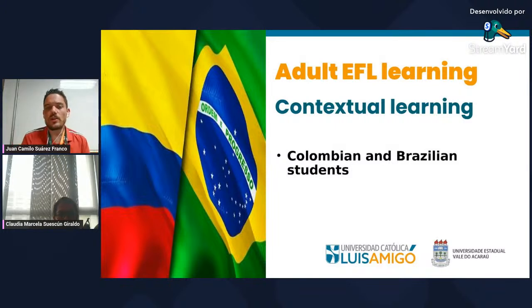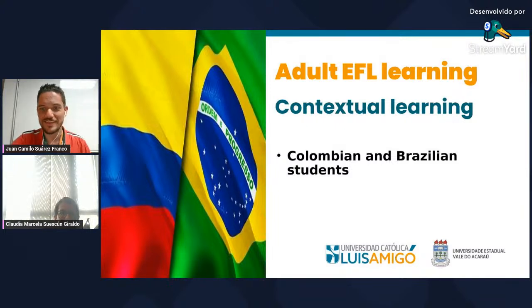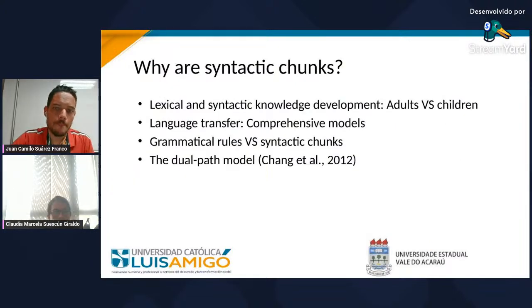We're talking about contextual learning, like the scenario we are going to have. This research is intended to be conducted at 2 universities in Brazil and Colombia: Universidad Católica Luis Amigó, and this institution, Universidade Estadual Vale do Acaraú. Excuse my Portuguese. And well, we are going to have several students whose linguistic level is B1 and whose learning conditions are similar. Thank you very much, Professor Juan Camilo.